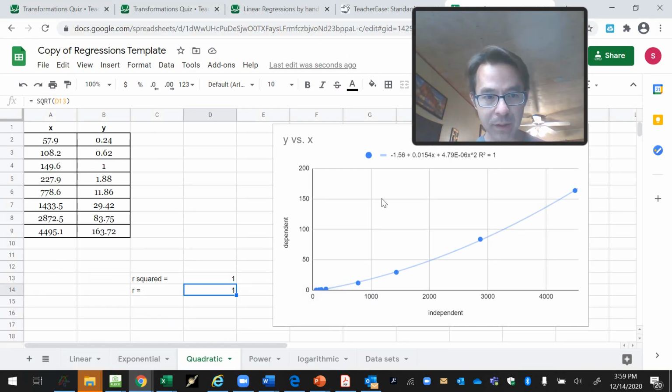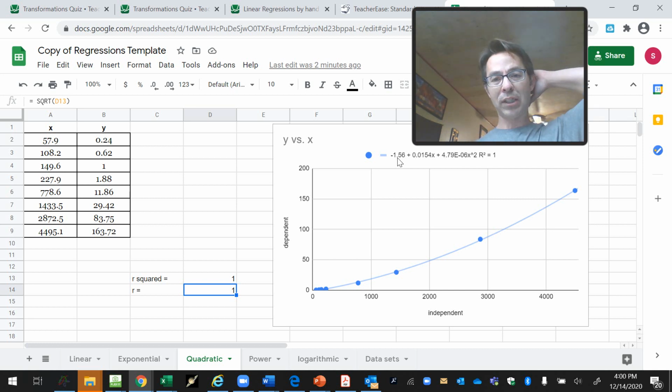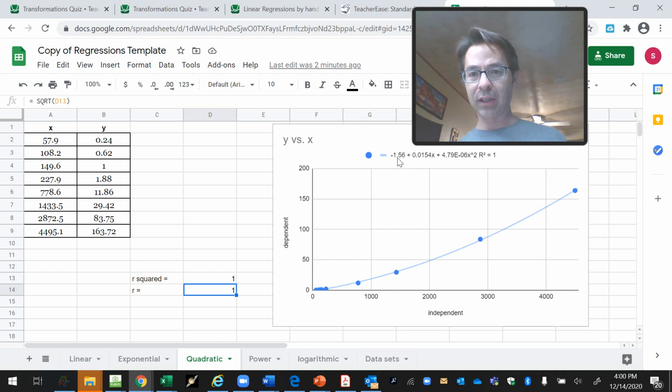So we need to take this. I wish there was a way to copy and paste this equation, but my suggestion is write it down on a piece of paper. Negative 1.56 plus 0.0154x plus 4.79e negative 06x squared. If you were in class today, I tried to explain what the meaning of e is. It's just engineering notation. So basically all that means is move that decimal point 6 places to the left. Left because it's negative.